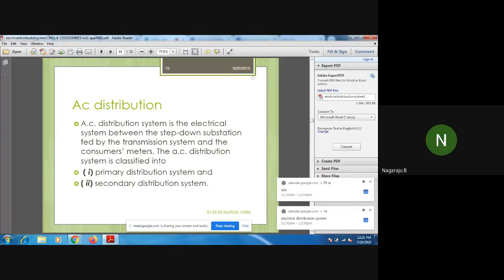We have a huge requirement of electrical engineers. After finishing your BTech, you can have positions in those distribution companies. We can have assistant engineer and junior engineer types of posts in those distribution companies.